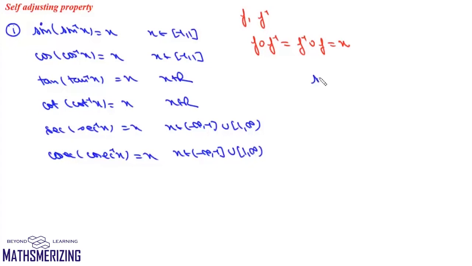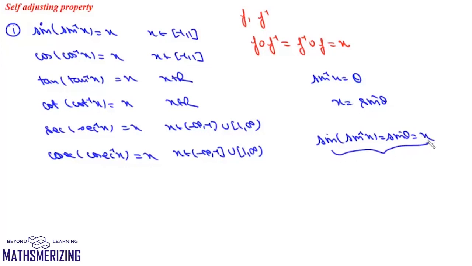And this is very simple to prove. So again, in this, we'll take sine inverse x as some theta. Clearly, x is sine theta. Now, we'll take sine both sides. We can write sine of sine inverse x is nothing but sine theta, and sine theta is nothing but x. So we can write sine of sine inverse x is equal to x. So basically f and f inverse cancel out each other and we get this x, provided this x lies in the domain of the function.